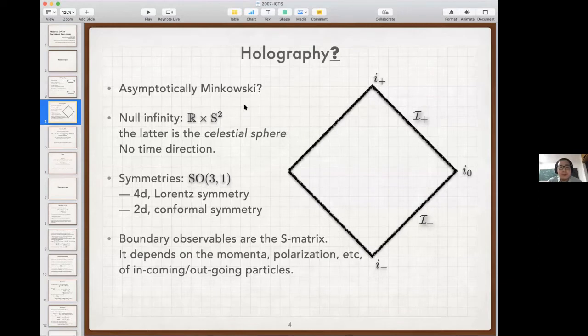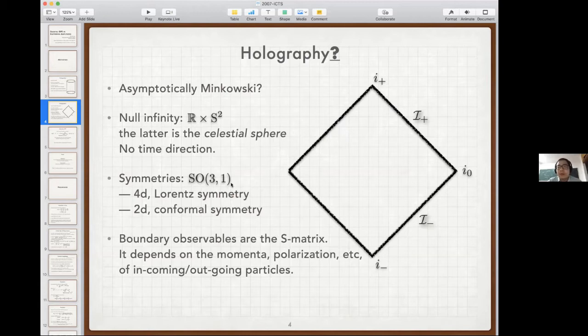In particular, the Minkowski space-time has a null boundary, which has the topological structure like R cross S2, if we think about four dimensions. And in particular, here there's no time direction. This R is a certain null direction when we look at the space-time metric. And this S2 is what we usually call the celestial sphere, because it corresponds exactly to what we usually see when we look into the sky.